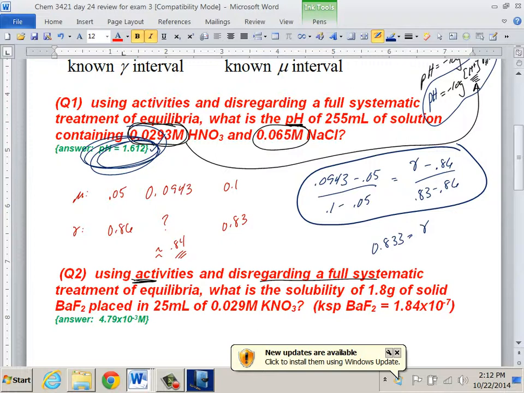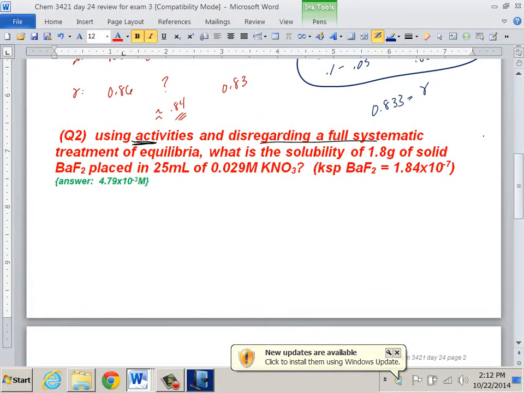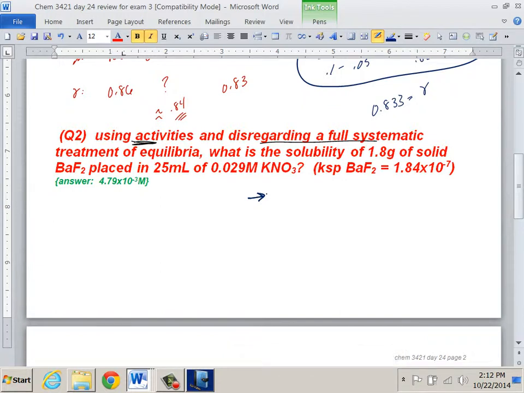Okay, anybody set up question 2? Naya, did you write a reaction? Marlena, did you write a reaction for question 2? Well, let's try it. What'd you write? BaF2, and yeah, that's right. Okay, there's your KSP reaction.